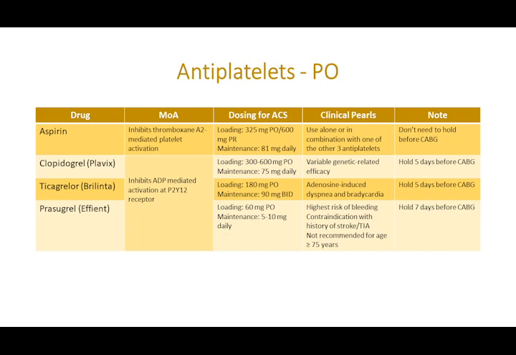For Effient or Prasugrel, the loading dose is 60 milligram and maintenance is 5 to 10 milligram daily. It works really well, very efficient, but it also comes with the highest risk of bleeding, and there are absolute contraindications for those with history of stroke or TIA, and it's usually not recommended for patients older than 75 years. And since it works so well, the typical recommendation for holding before CABG is 7 days.